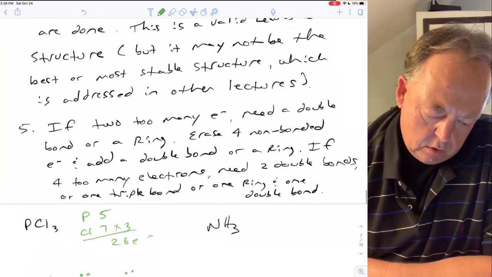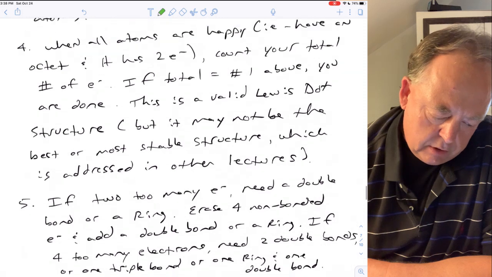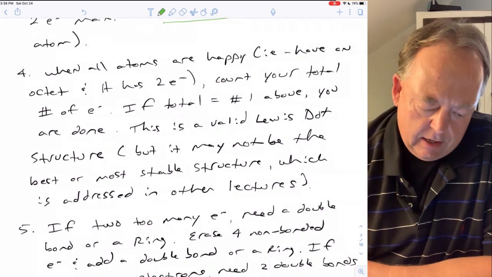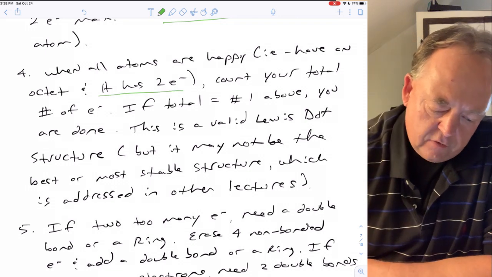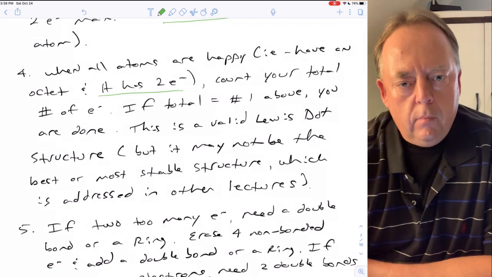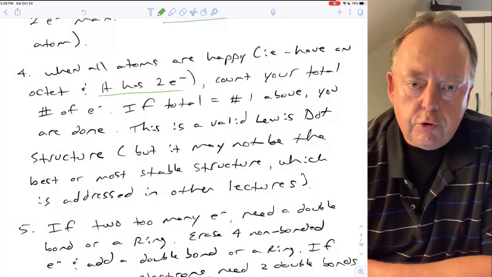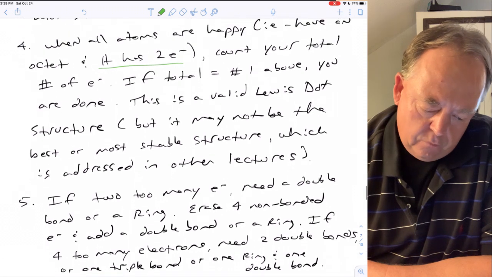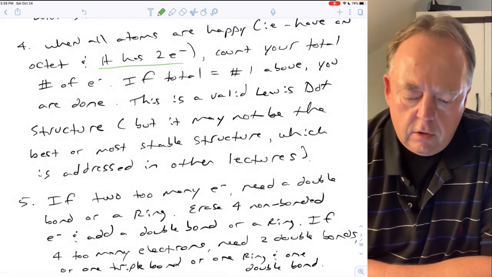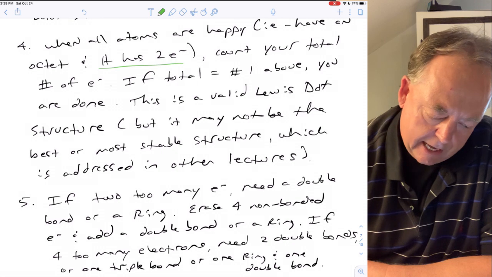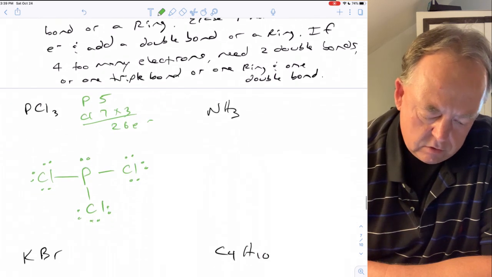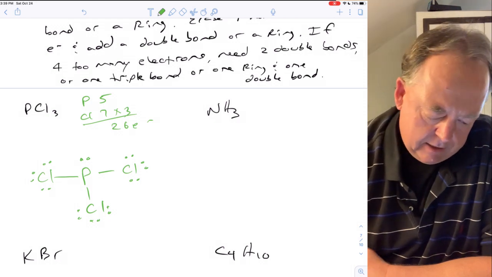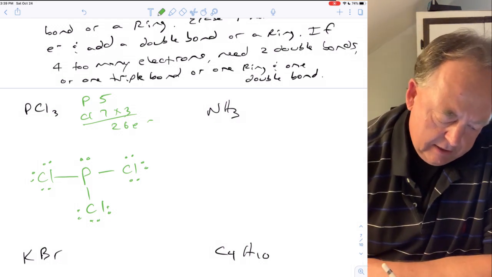Okay, so now what we want to do in number 4, so when all of the atoms are happy, that means they all have an octet. Except for hydrogen. Hydrogen, of course, has 1 electron and it only wants 1 more to look like helium, so hydrogen only wants 2, but the other elements want 8. So when they have 8, they're happy. They have an octet, they look like a noble gas. So we want to count the number of electrons once everything is happy. So once we have enough bonds and dots around everything to make 8, see if we have the right number of electrons.